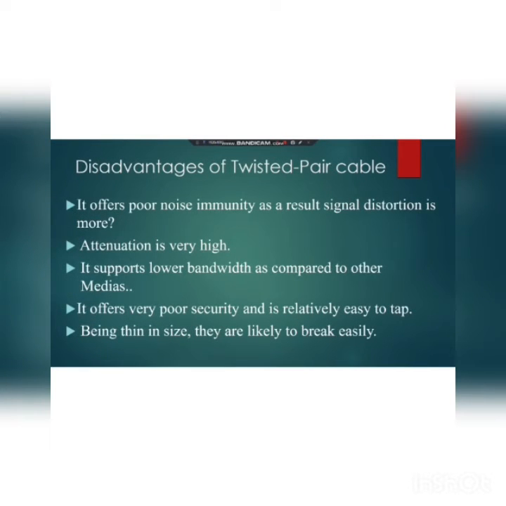Disadvantages of twisted pair cable. It offers poor noise immunity. As a result, signal dissipation is more, attenuation is very high. It supports lower bandwidth as compared to the other media. It offers very poor security and it's relatively easy to tap. Being thin in size, they are likely to break easily.